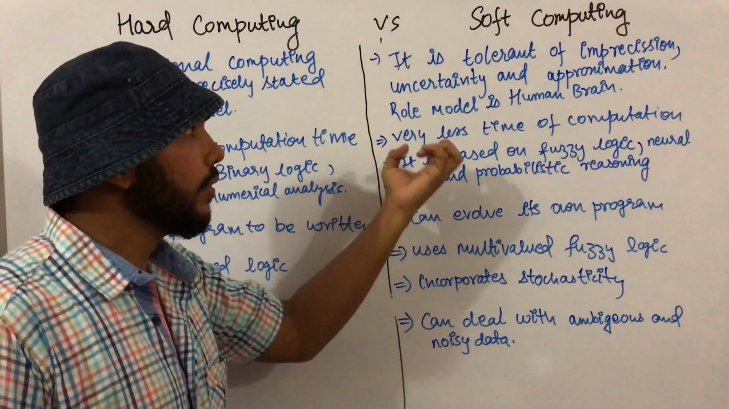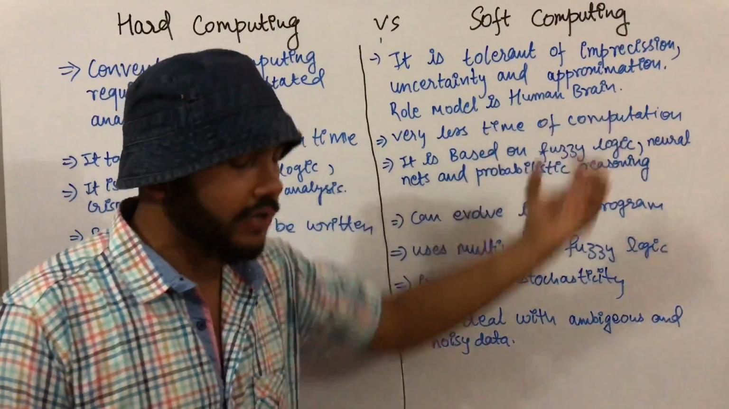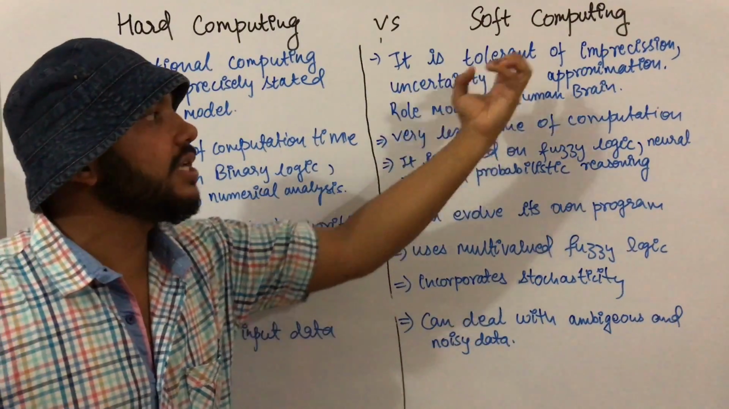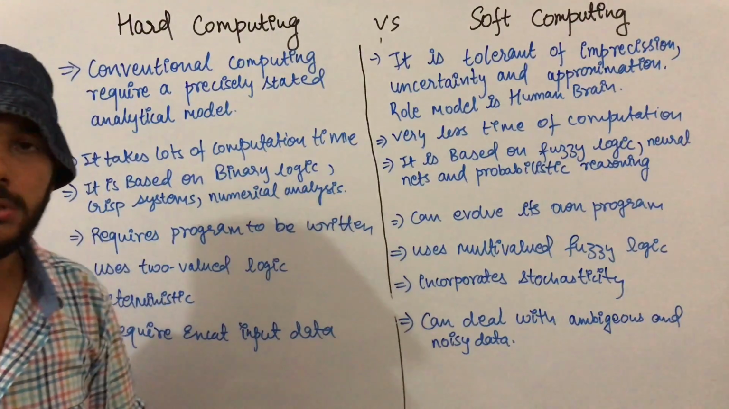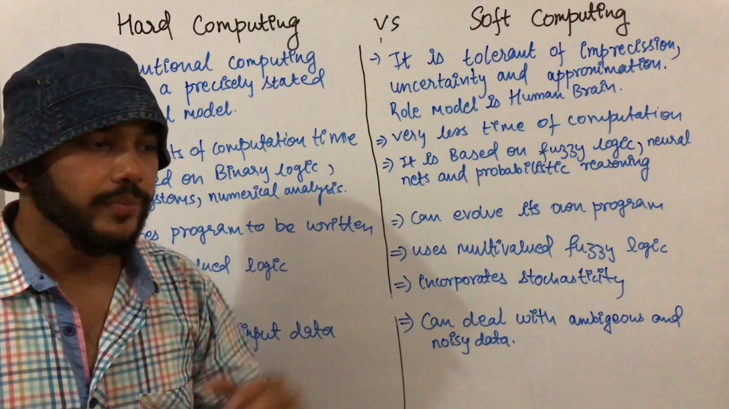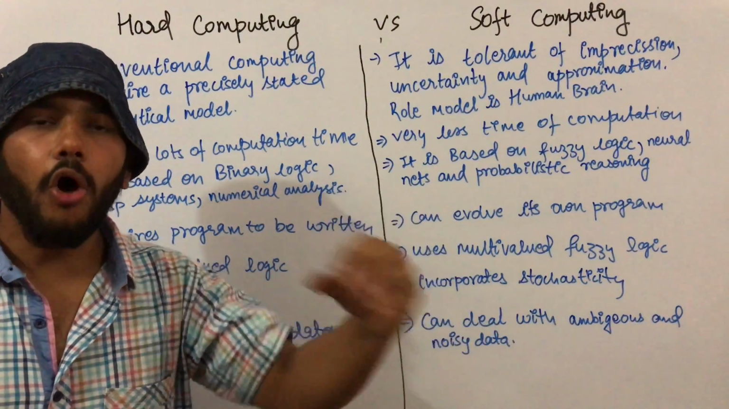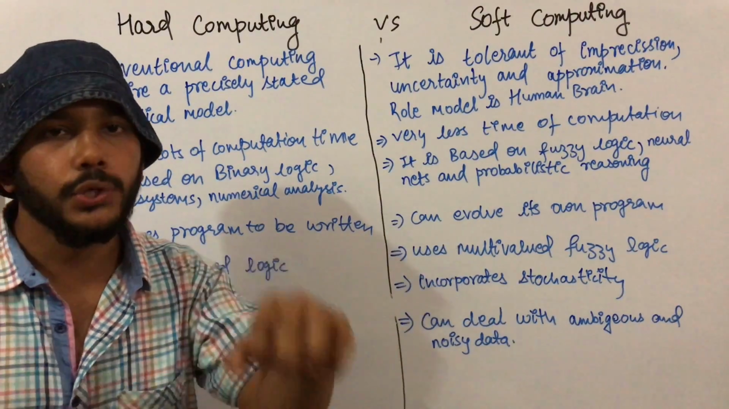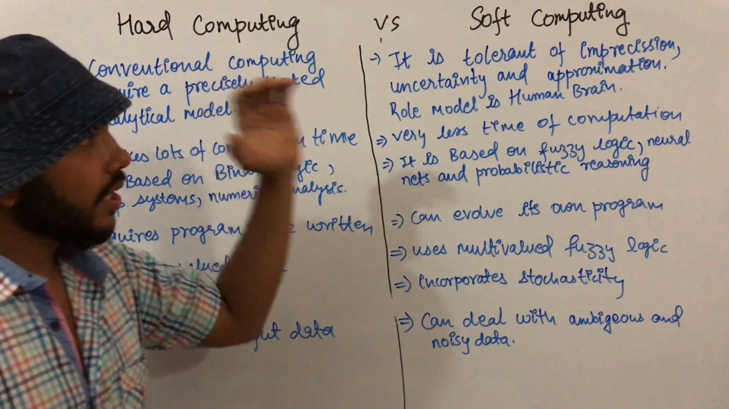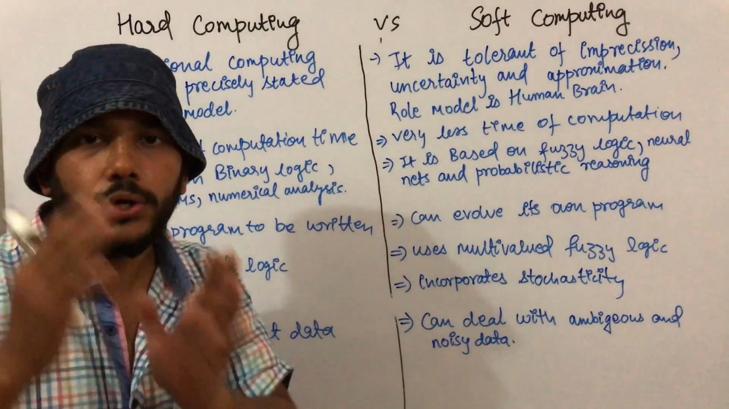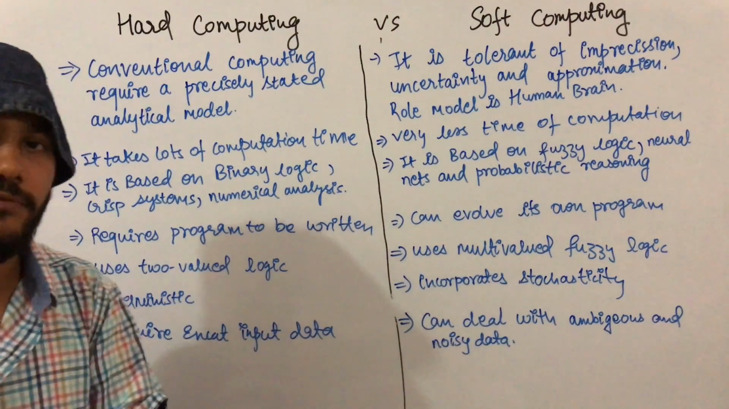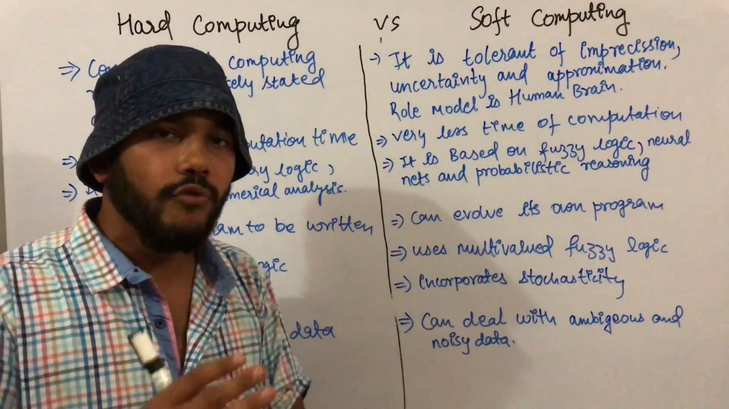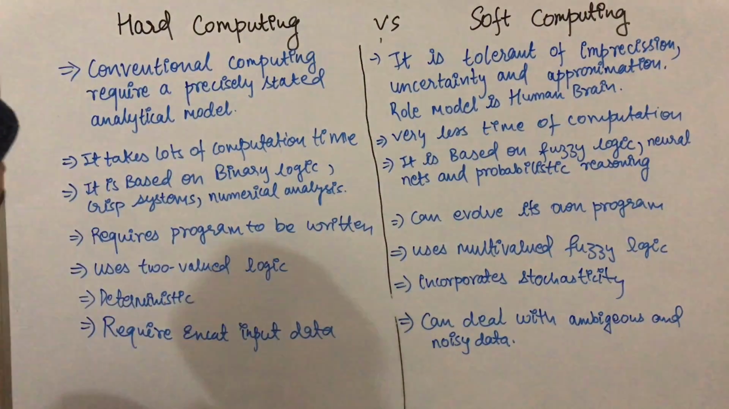But soft computing takes very little computation time, as here the role model is the human brain. Suppose a statement is given and it is asked how many vowels are present. Just by looking at the statement you can answer. So if the computing is based on how the human brain works, then obviously the time taken for computation will be very less.